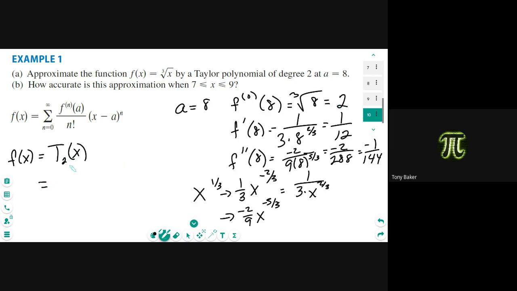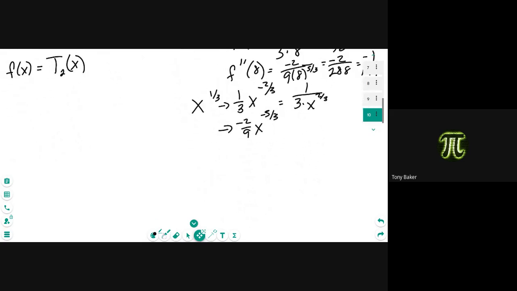So my first term is 2. So it's 2 over 0 factorial times x minus 8 to the 0 power. I'm going to run out of room if I keep writing it there, so I'm going to rewrite the exact same thing.